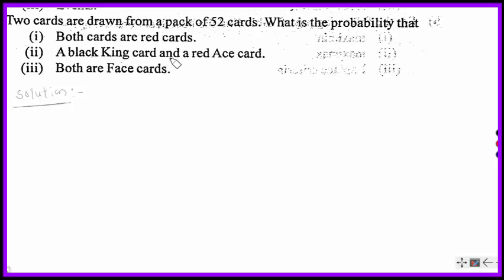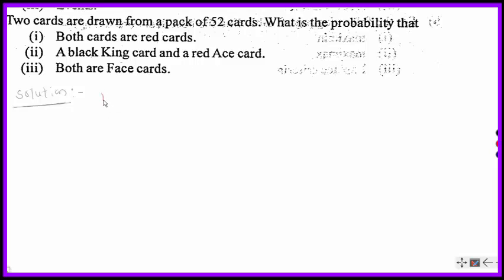A black king card and a red ace card, both are face card. Just I will give you a hint. You saw the details, you do all the details yourself. Just I want to give a hint. See here again 2 cards are drawn.